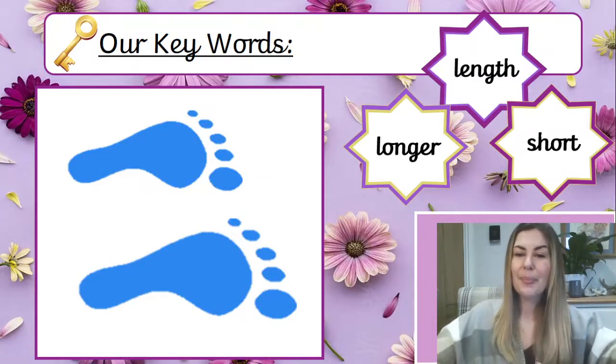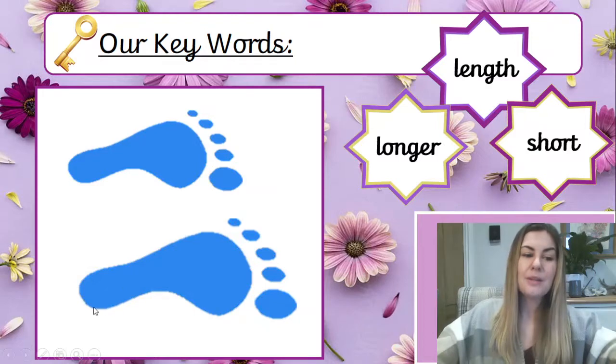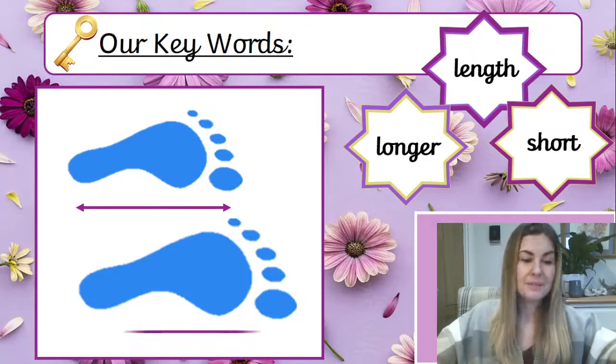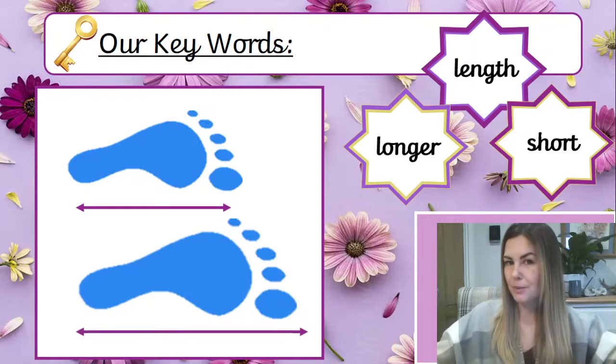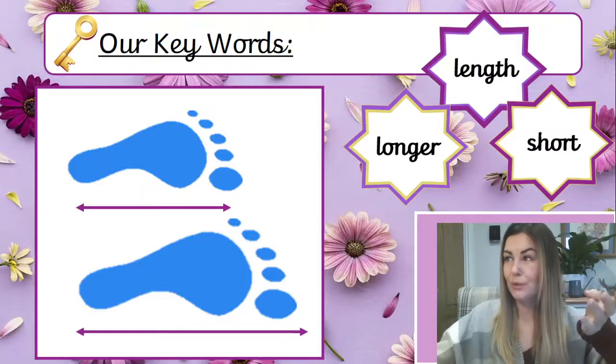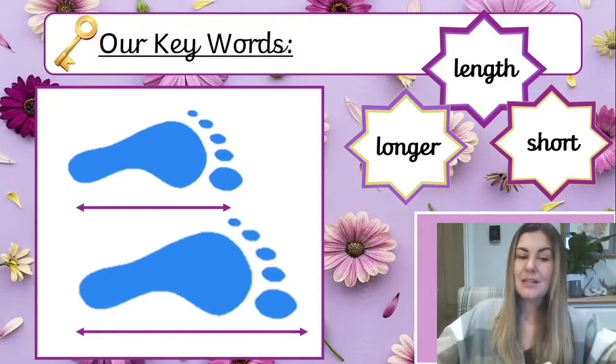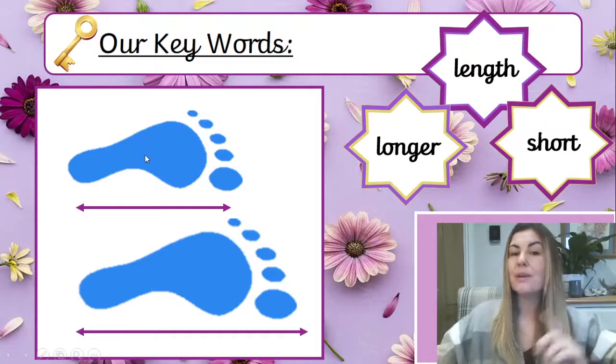Great. Now when we're measuring length, we are measuring from one side to the other. So I have 2 footprints. Can you tell me which one is bigger or longer? Right, the bottom footprint is longer. The top footprint is shorter.